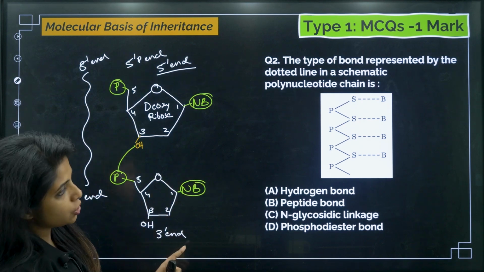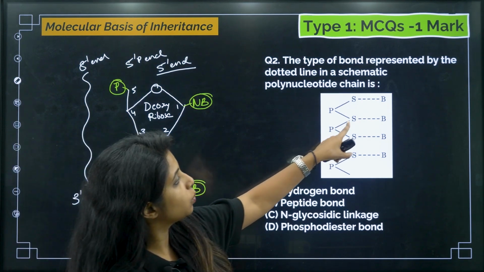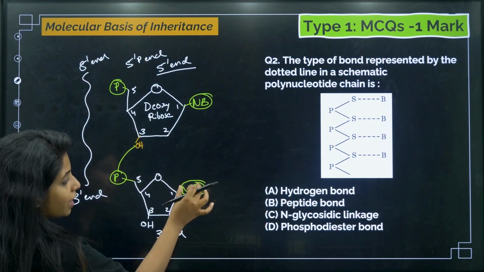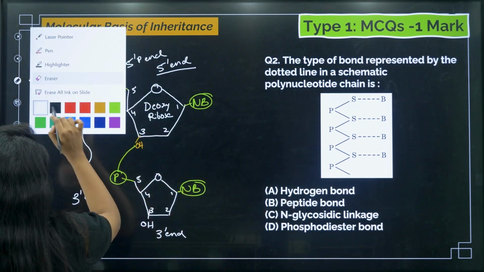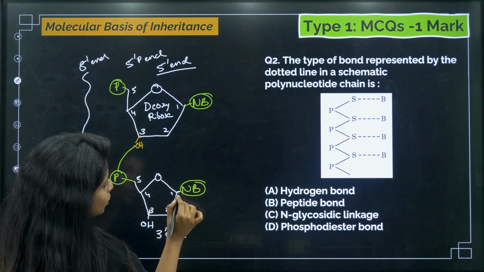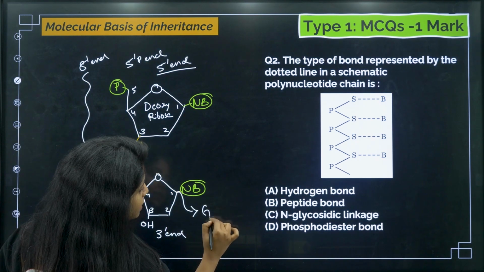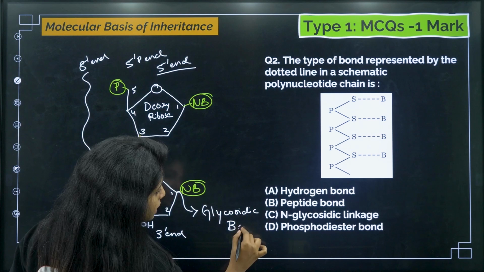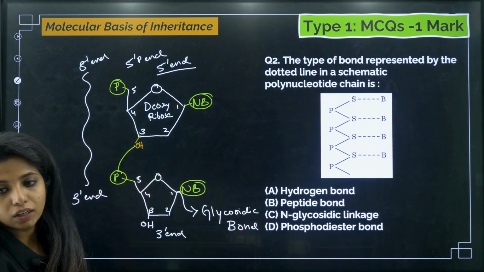Fine. Now the question is, what is the bond that is being made between the sugar and the base? This is the sugar and this is the base. What is the bond that is being made over here? This bond you call a glycosidic bond, children. What do you call it? You call this a glycosidic bond.